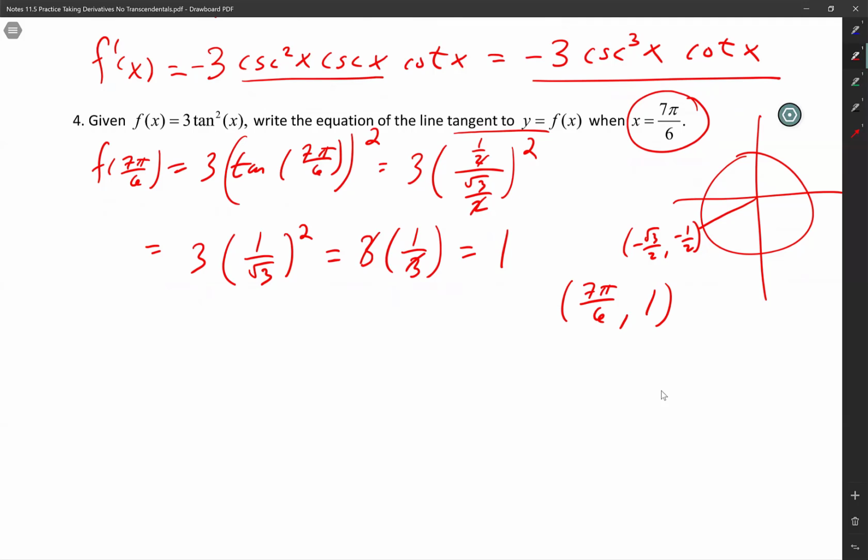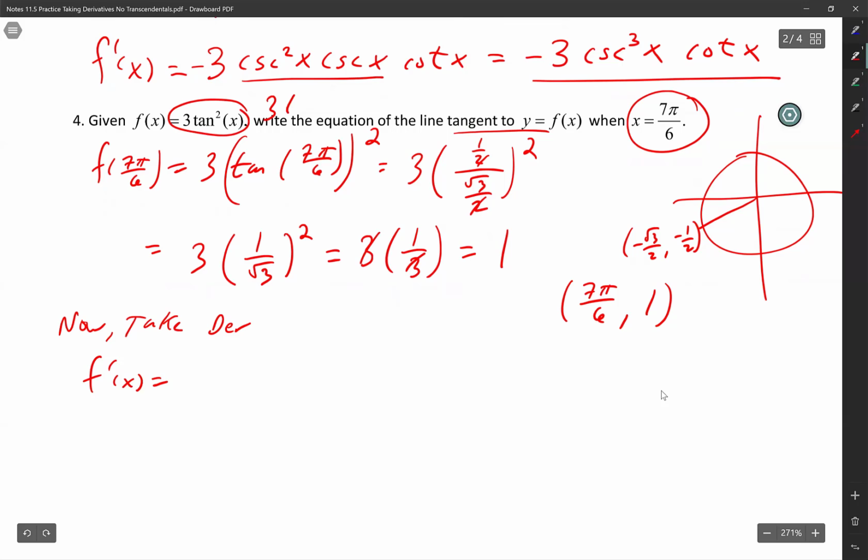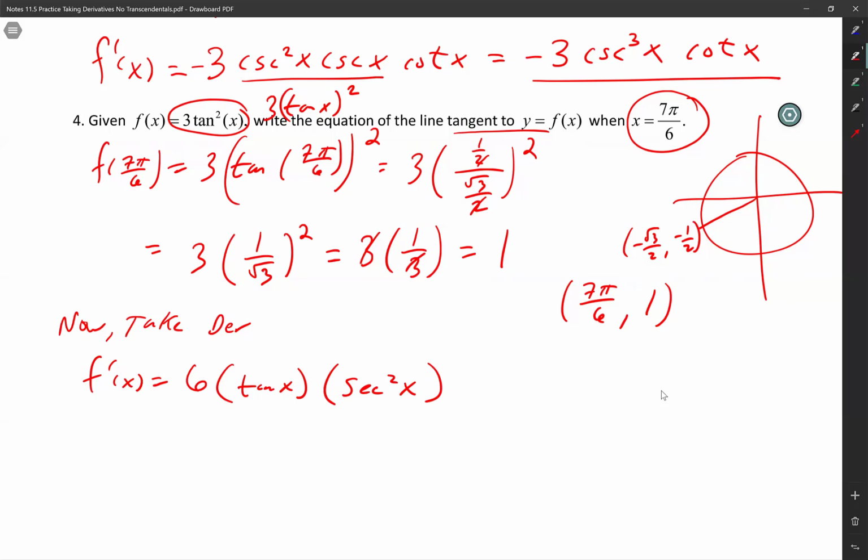And now I'm ready to take a derivative. So f prime of x equals, remember this is the same thing as 3 tan x with a square on the side. 3 times 2 is 6. Leave the inside alone: tan x times the derivative of tan, which is secant squared x. We're still okay, guys? Now I'm going to plug in 7 pi over 6.